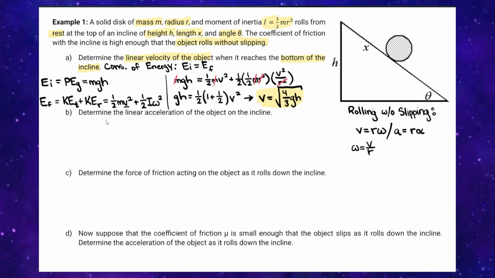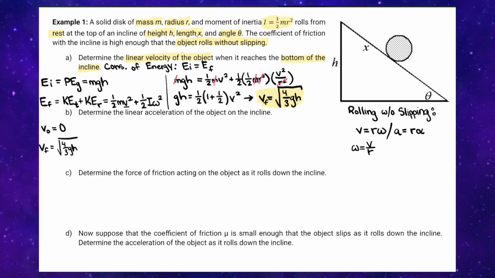Now, the second part here has us determine the linear acceleration of the object on the incline. For this, since we have the final velocity available to us now, and we have the initial velocity available to us now, let's start putting out some of our information here, and it's going to become very clear very quickly what we need to do. Our initial velocity is 0 meters per second. Our final velocity, we have the expression for now, what we had before.